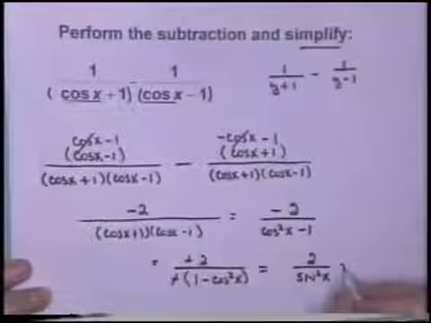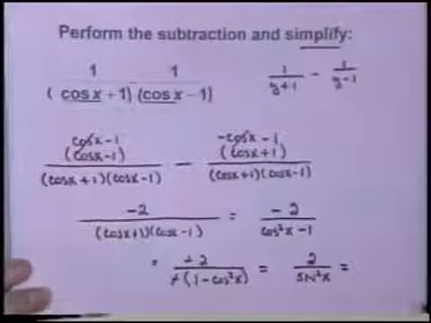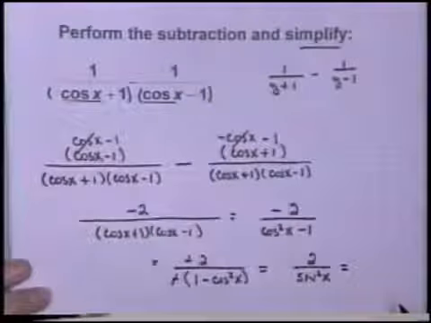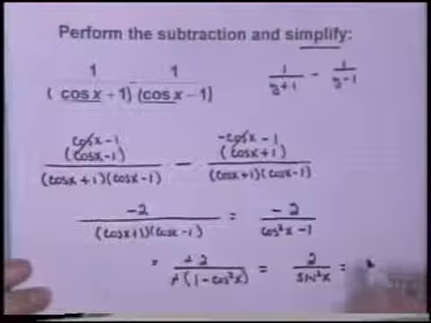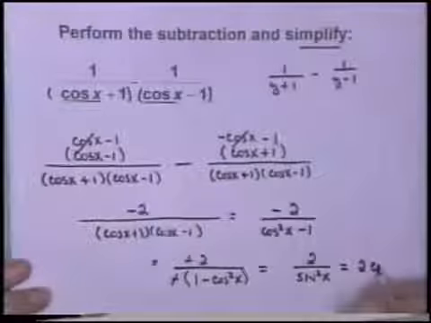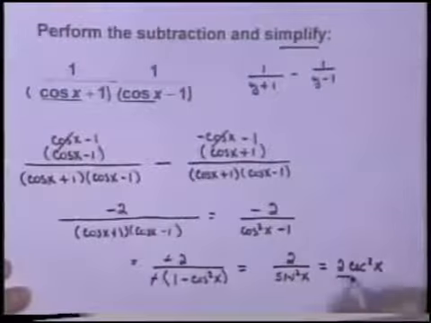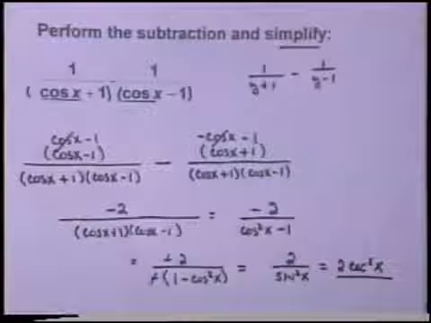And then, since the reciprocal of sine is cosecant, 1 over sine squared is the same thing as cosecant squared. So 2 over sine squared would be 2 cosecant squared x. And so we simplify very nicely down to that single trig function right there.